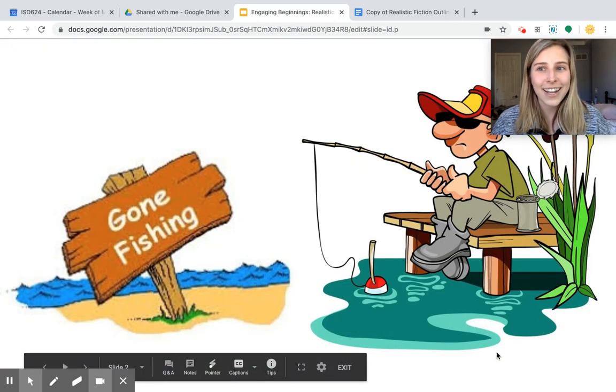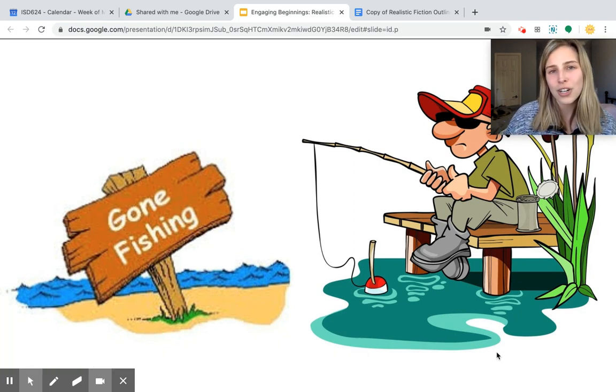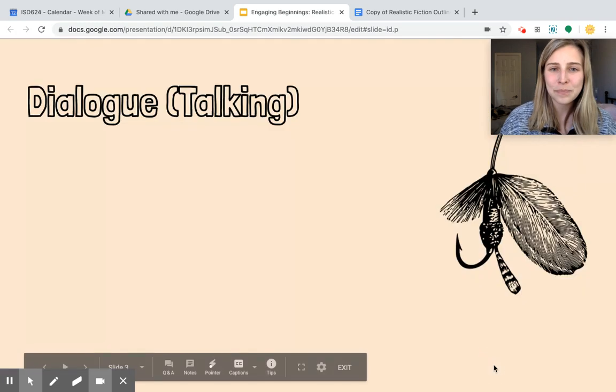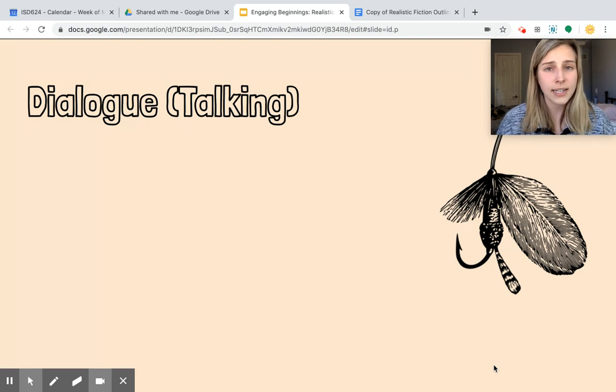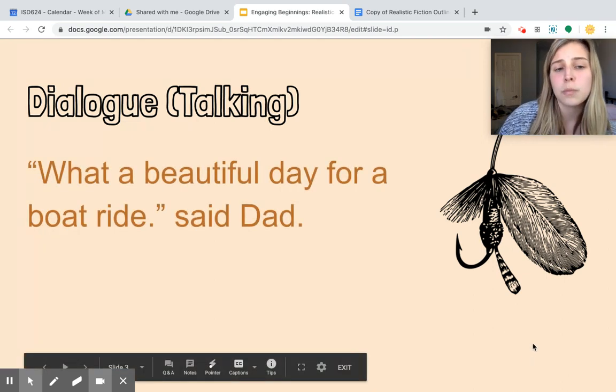So today, like I said, we're going fishing, okay? And I'm going to be showing you some lures that are going to help you catch as many fish as possible. So our first one is using dialogue or talking in that first sentence, okay? So an example of this would be, "What a beautiful day for a boat ride," said Dad.